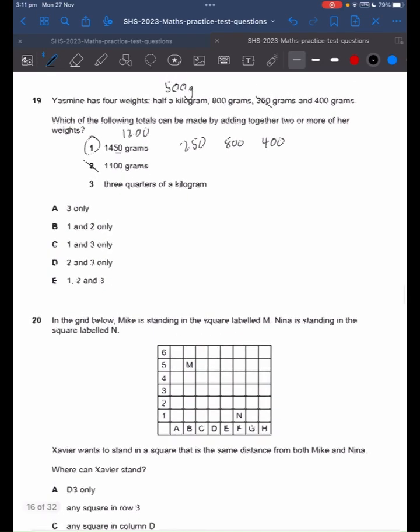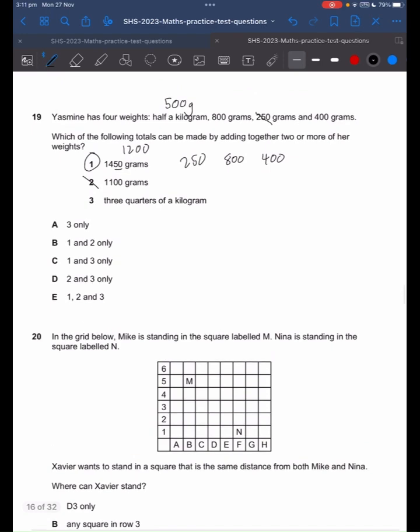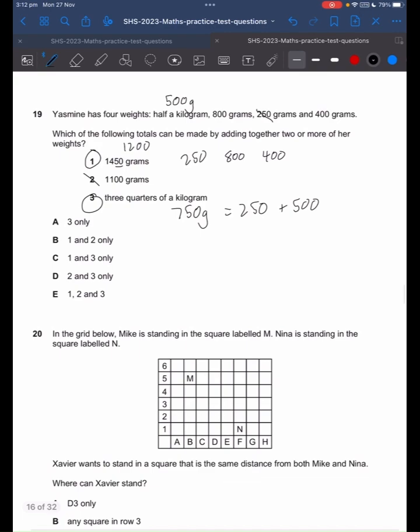Now, last but not least, 3/4 of a kilogram. Let's convert that back. So a quarter is 250 grams, times it by 3. So it's 750 grams. Now, can we make 750 grams? Yes, we can. That's the same as 250 grams plus 500 grams, which gives us what we want. So 1 and 3 are the only possible totals, which is C.